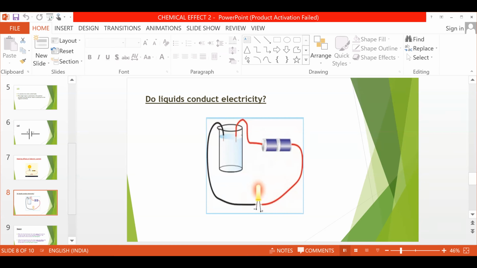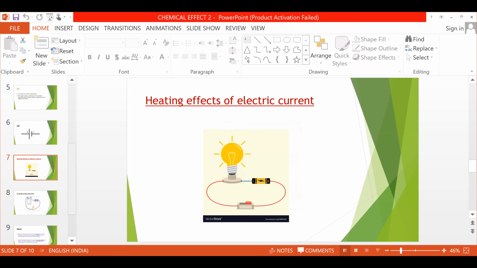The bulb does not glow in the setup shown in figure 14.2. Possible reasons. Explain your answer. Okay, so what is the reason? In that connection, the bulb doesn't glow. What are the reasons behind that? Maybe the bulb is worn out. The bulb is a fused one. If the bulb is not good, the bulb doesn't glow. Okay, very good. Correct answer.